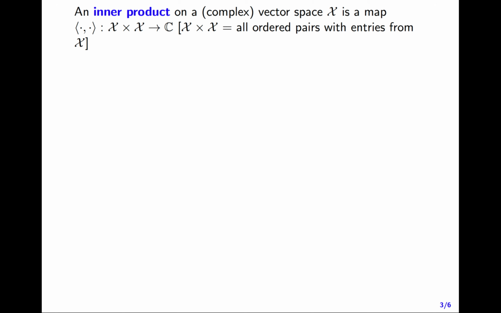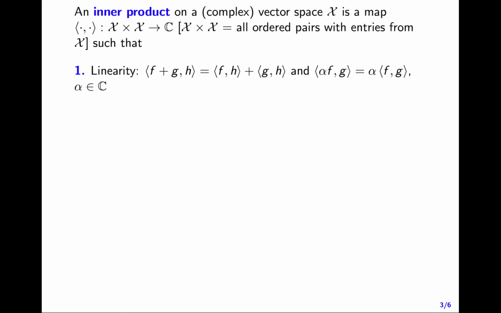So the inner product takes in an ordered pair, both of whose entries come from the same vector space, and it gives you back a complex number. And it satisfies the following properties. First, linearity. The inner product of f plus g in the first slot with h in the second slot is the inner product of f and h plus the inner product of g and h. And the inner product of alpha f in the first slot and g in the second slot is alpha times the inner product of f and g for any scalar alpha.